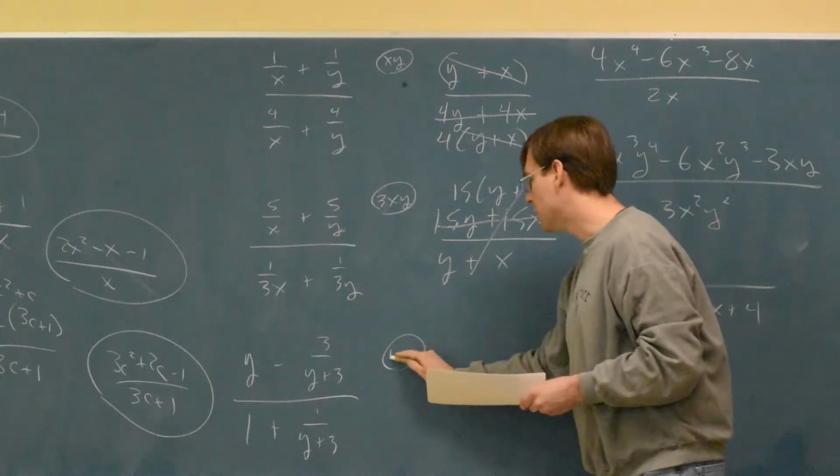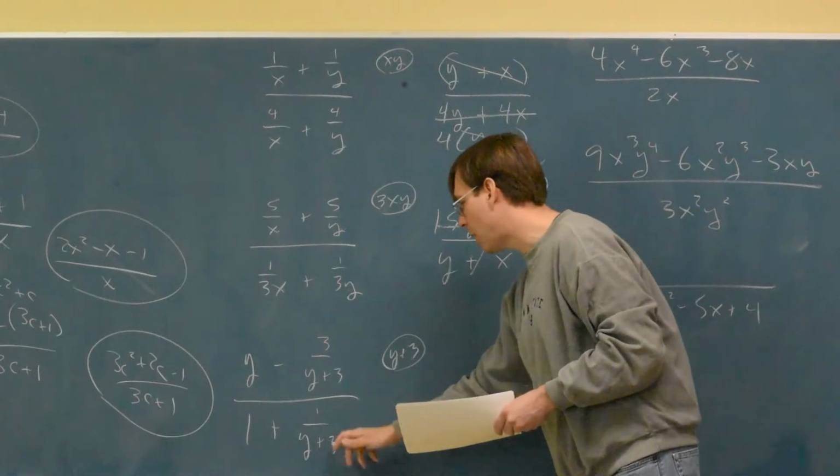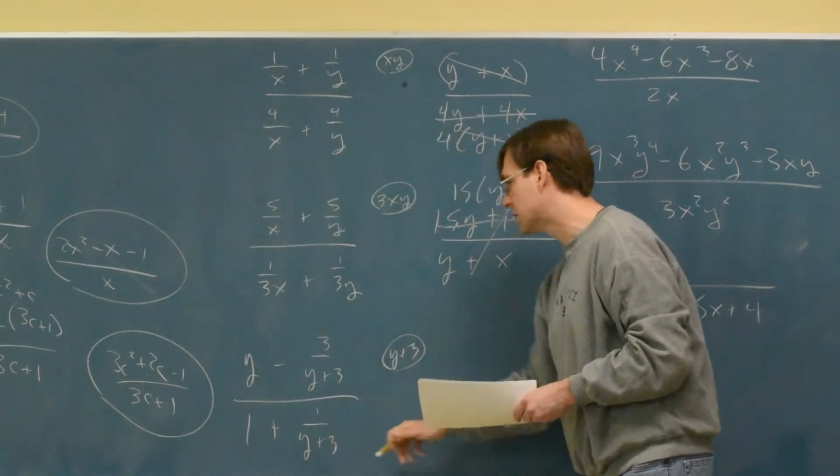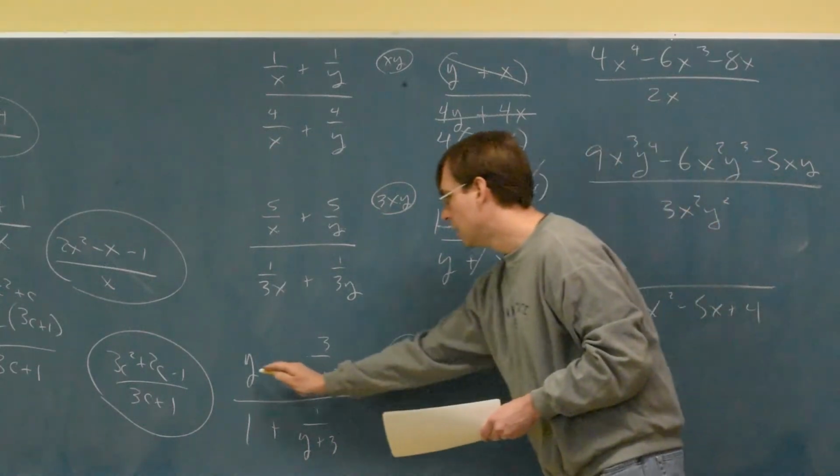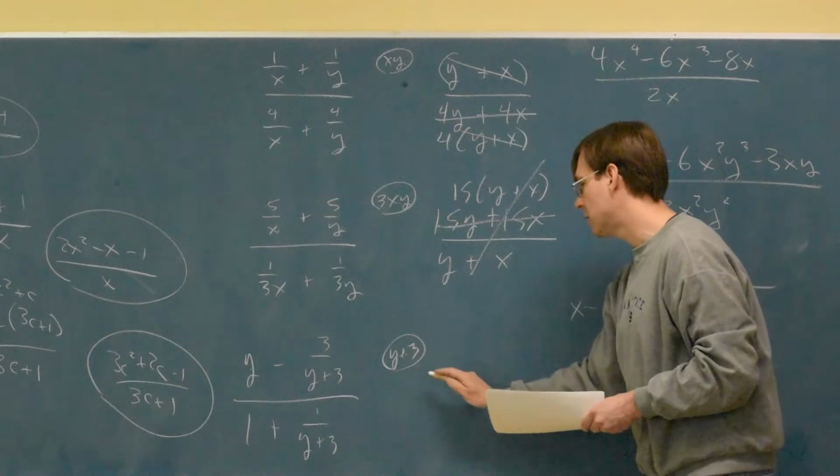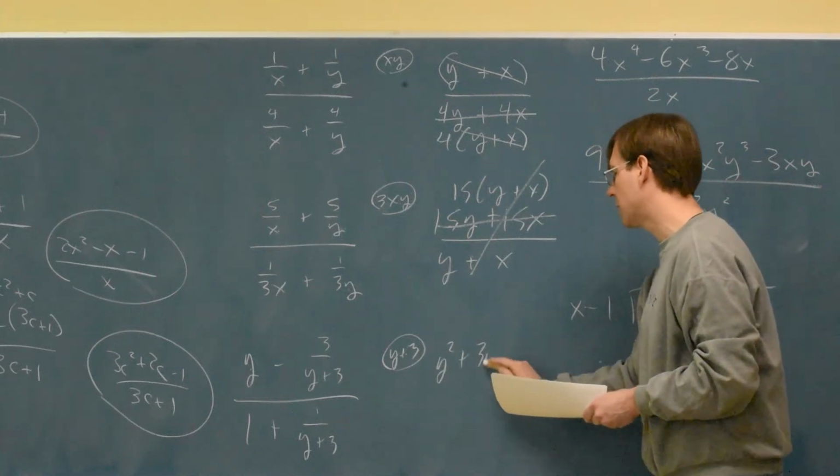For 6, we'd use y plus 3, because the y plus 3 is all that we can see on the bottom. So y will need to distribute this for y squared plus 3y.